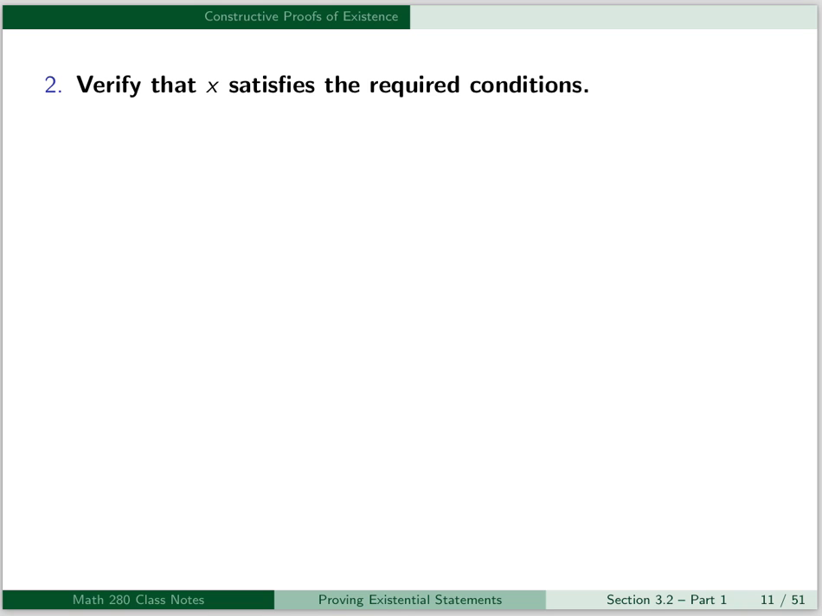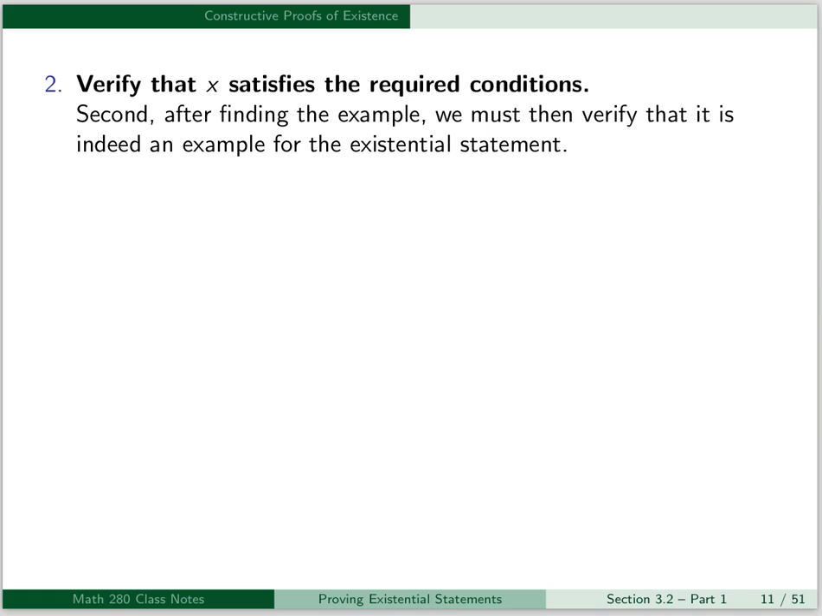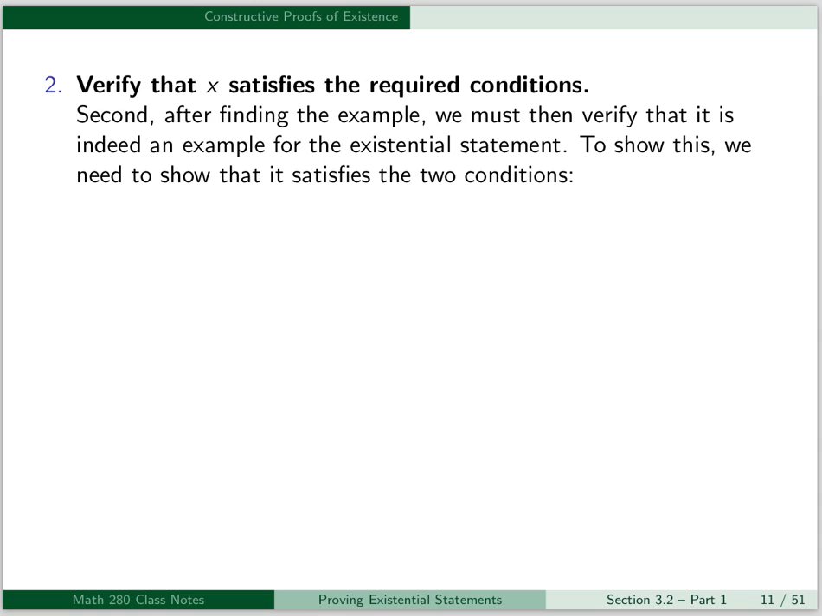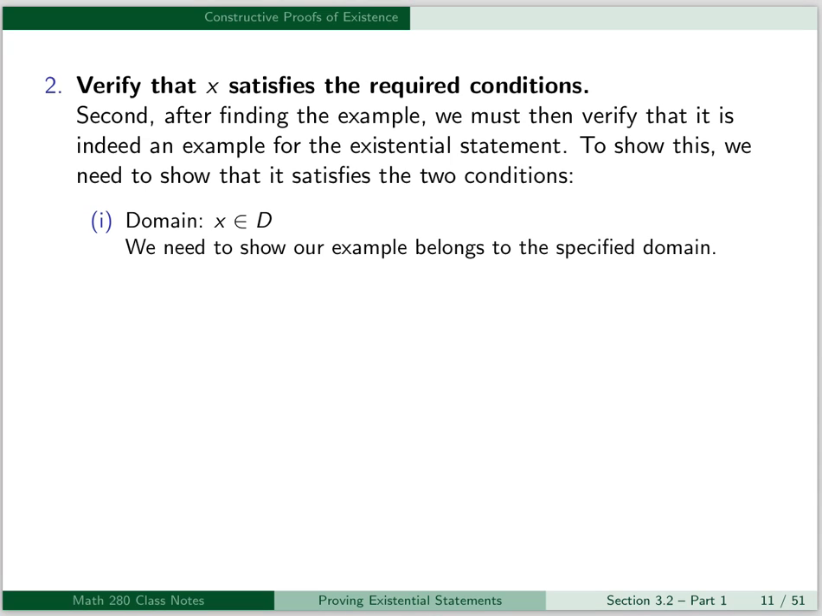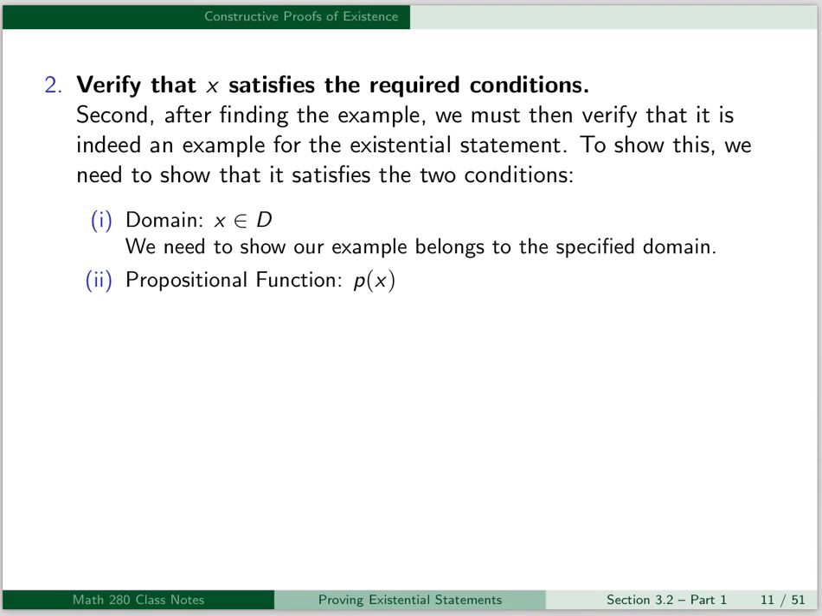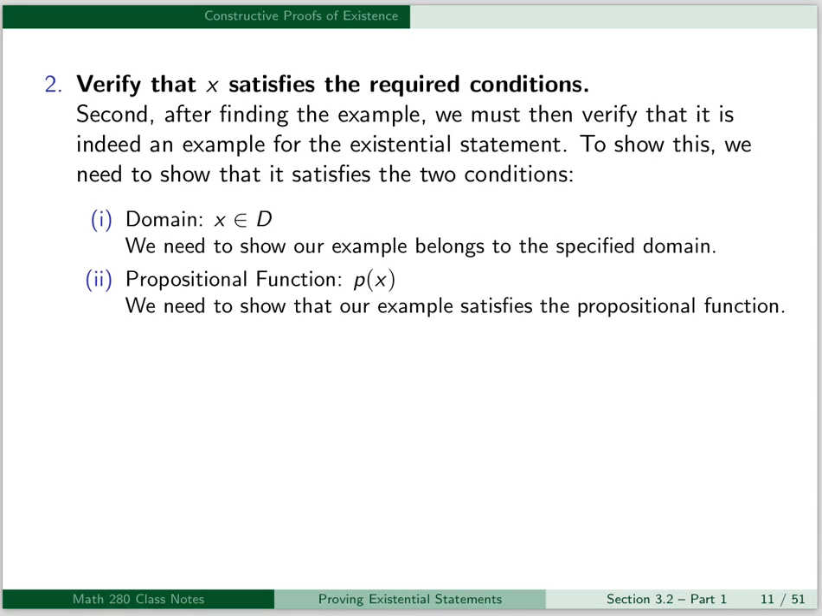Our second step is to verify that x satisfies the required conditions. So after finding the example, we must then verify that it is indeed an example for the existential statement. To show this, we need to show that it satisfies the two conditions. The first is the domain: x must belong to the appropriate domain D. And second, the propositional function p of x. So we need to show that our example satisfies the propositional function.